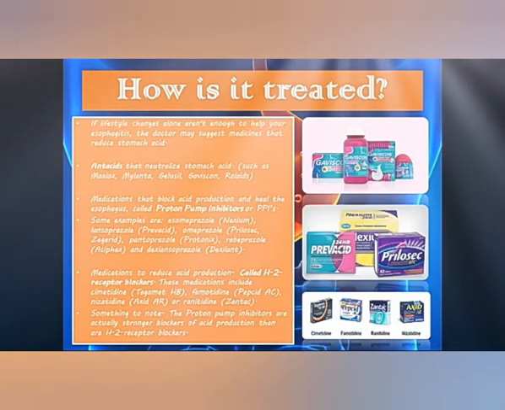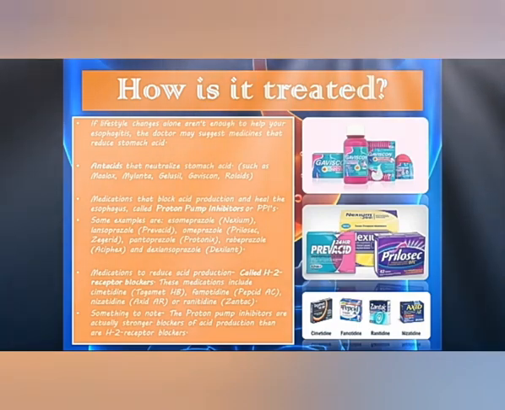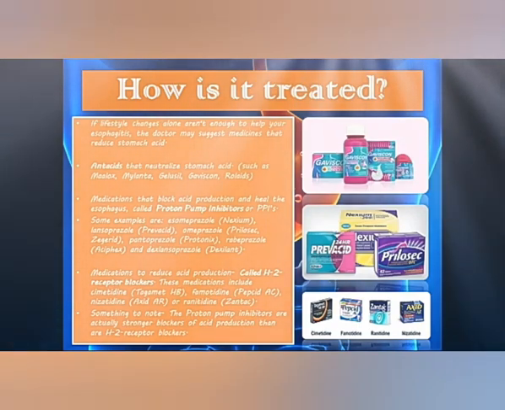Now, a medical approach to treatment. If lifestyle changes alone aren't enough to help your esophagitis, the doctor may suggest medicines that reduce stomach acid. Antacids reduce stomach acid, such as Melox, Melanta, Gelucel, Gaviscon, and Rolaids. Medicines that block acid production and heal the esophagus, which are called proton pump inhibitors or PPIs, and some examples are esomeprazole, lansoprazole, omeprazole, pantoprazole, rabeprazole, and dexlansoprazole.